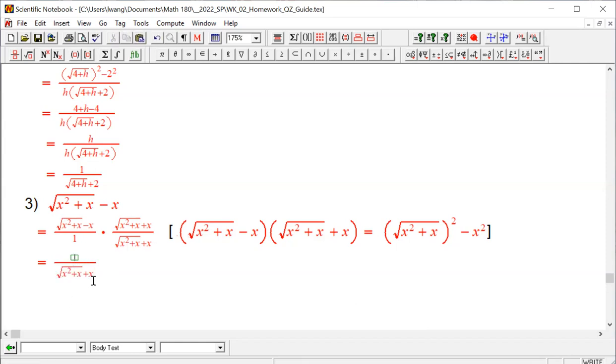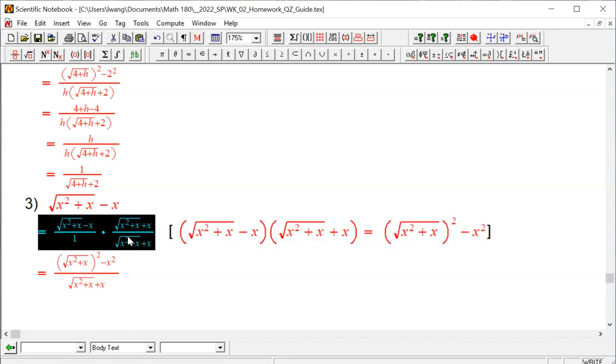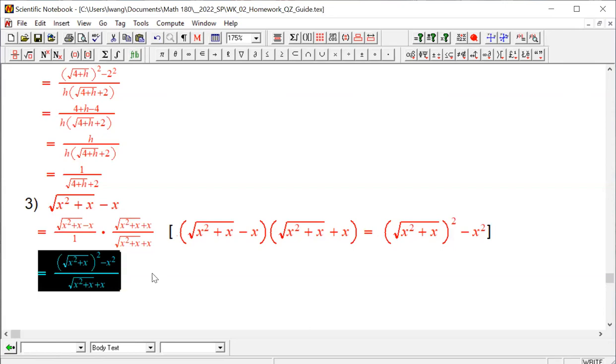So what's in the numerator? This is going to be the numerator. Pretend that these are on your scratch paper. What I put in the bracket is on your scratch paper. When you show your work, you just have to show that.